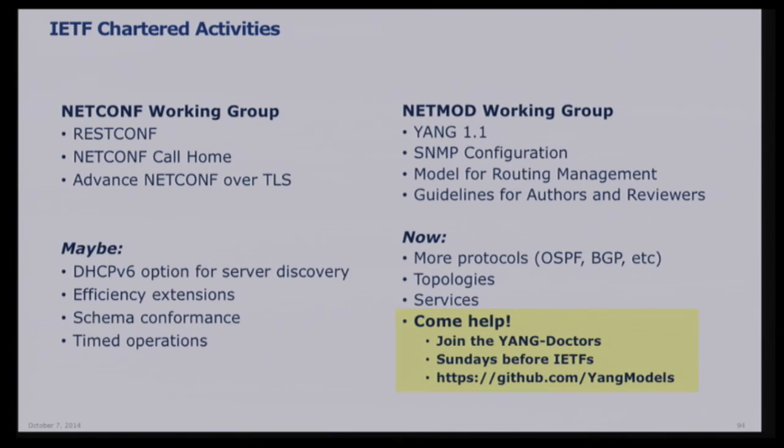And for the NetConf working group, for the protocol side of things, what we're working on is RESTconf. We'll talk more about RESTconf in the next slot, and I'll show you what that looks like. It's basically using REST to manipulate data described by Yang.